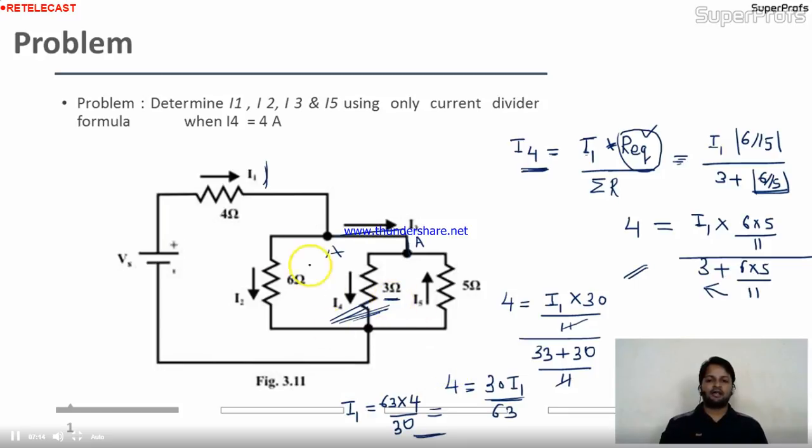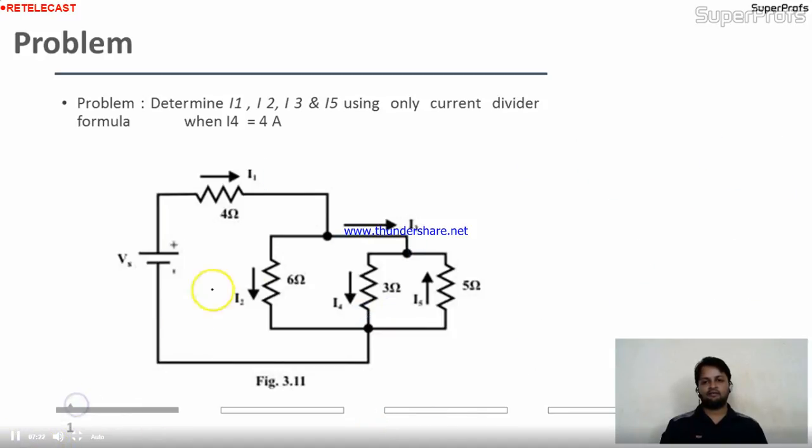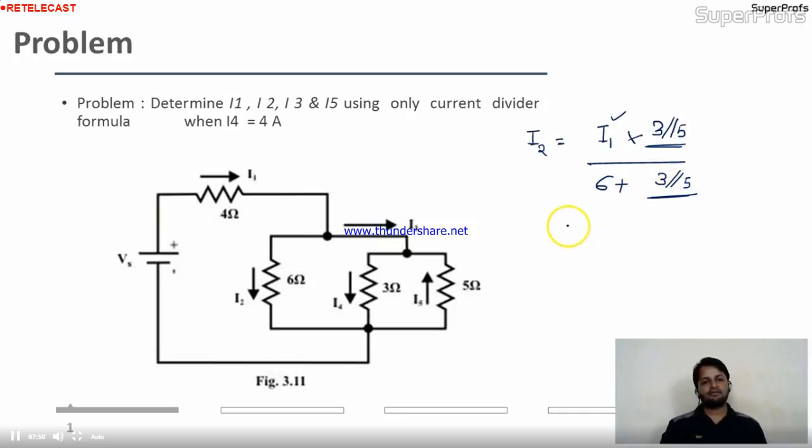Now once you get the I1, can you find out the I2? Yes, we can. See, I'll give you a hint for I2. I2 is nothing but the source current, which you already found out as this I1, multiplied with the opposite branch resistance. Except this, the opposite branches are 3 and 5. It means this is the parallel combination of 3 and 5, divided by 6 plus R equivalent, meaning 3 connected parallel to 5.